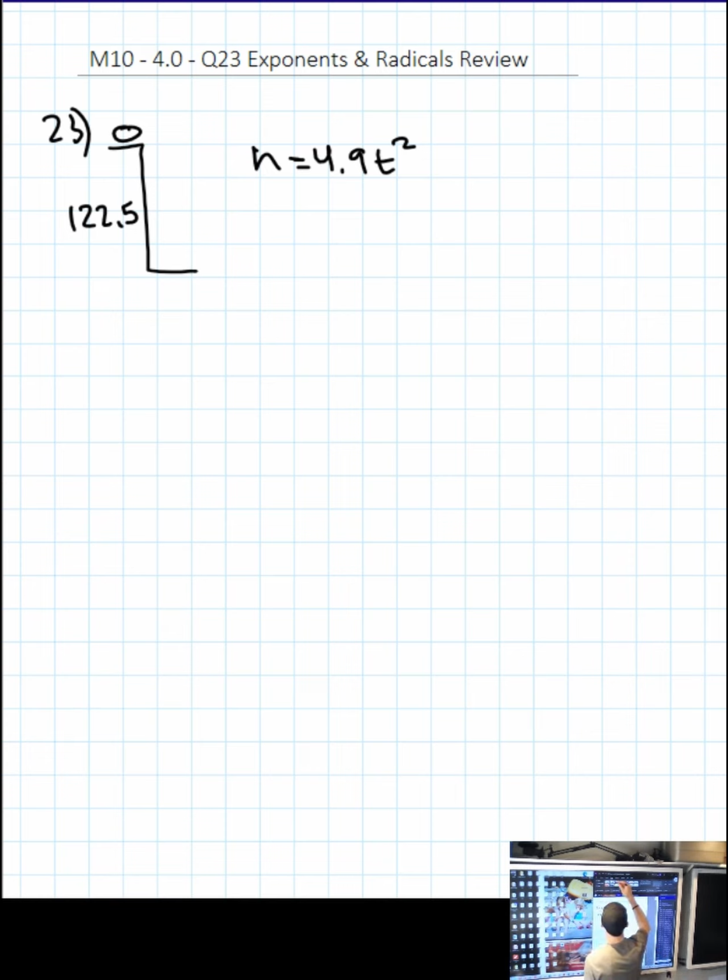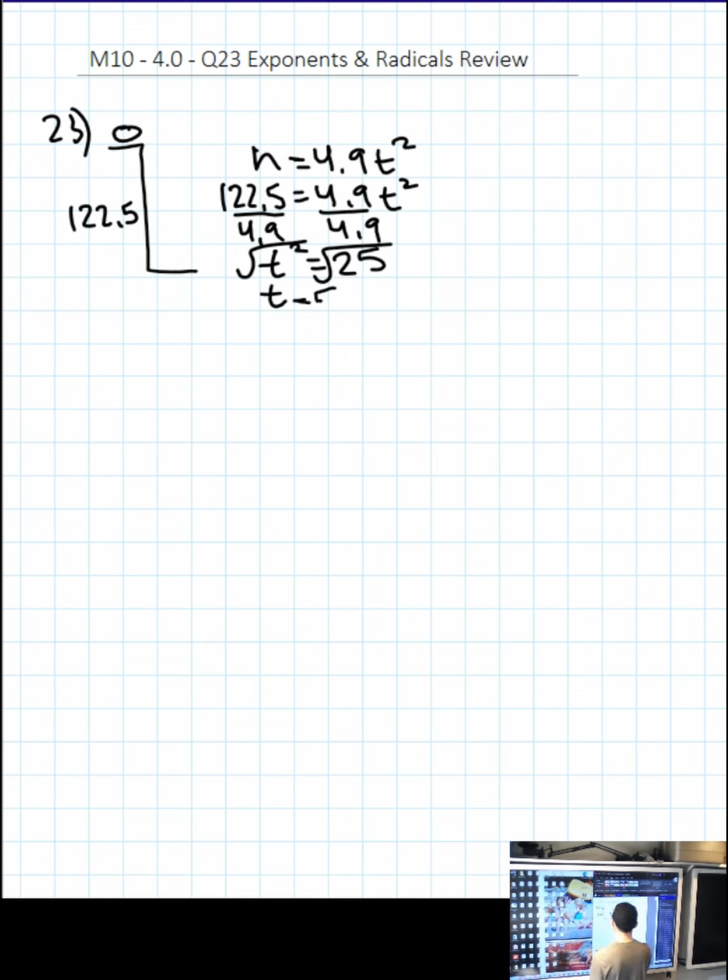So we're given 122.5, the height. We can put that on the left-hand side. We can divide both sides by 4.9. Therefore, t squared equals, on the calculator, 122.5 divided by 4.9, which is equal to 25. We can square root both sides, and t equals 5 seconds. Height in meters, time in seconds with that formula.